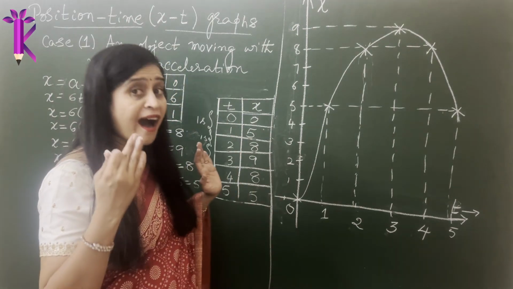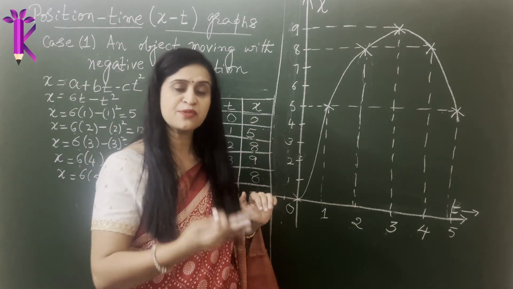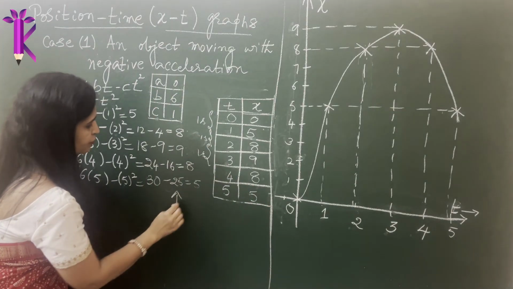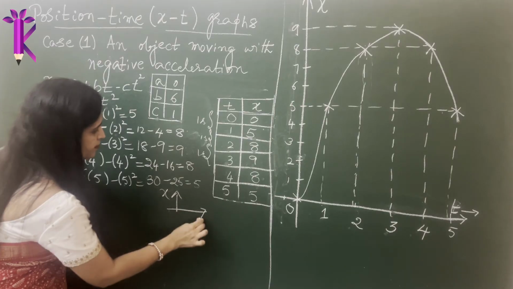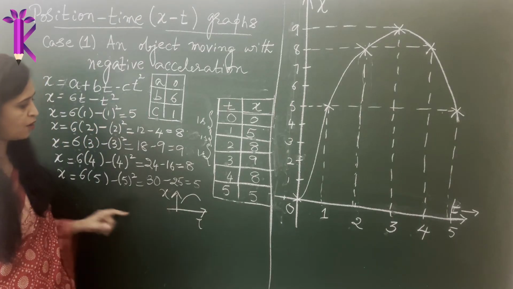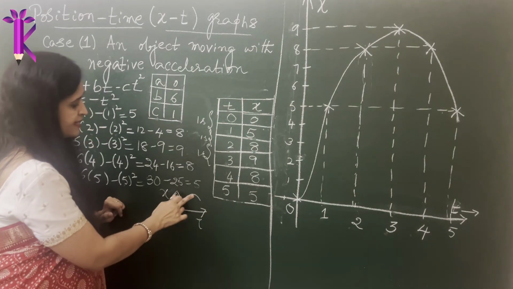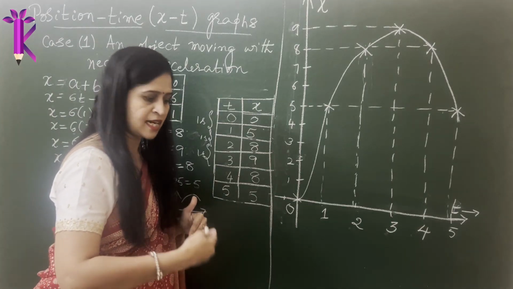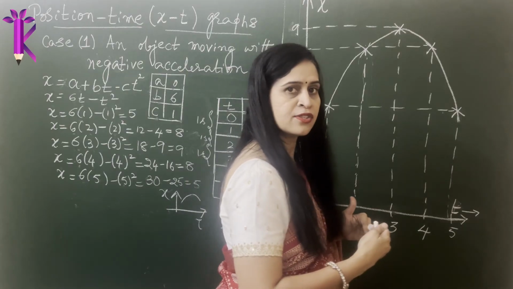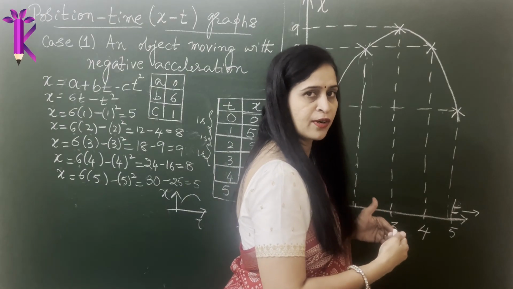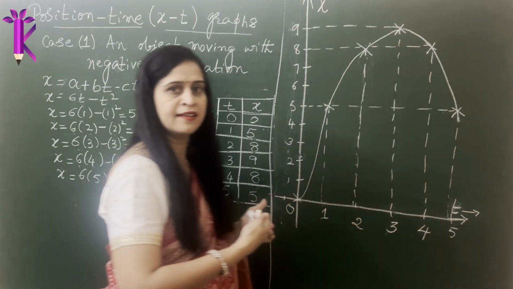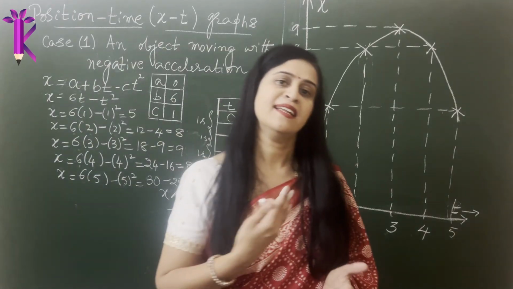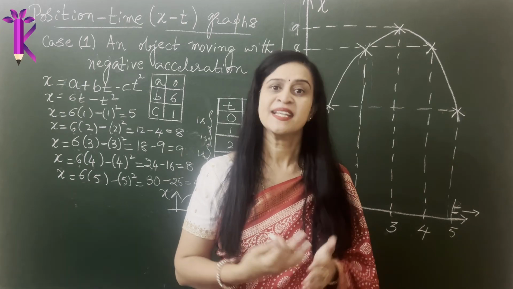So if you are asked to plot x versus t for negative acceleration from an examination point of view, this will be the graph. This is how it looks, because it increases and then comes down, which means initially it covered a larger distance and then a smaller distance, stops almost for a while and then goes in the backward direction. This is what happens when there is negative acceleration.